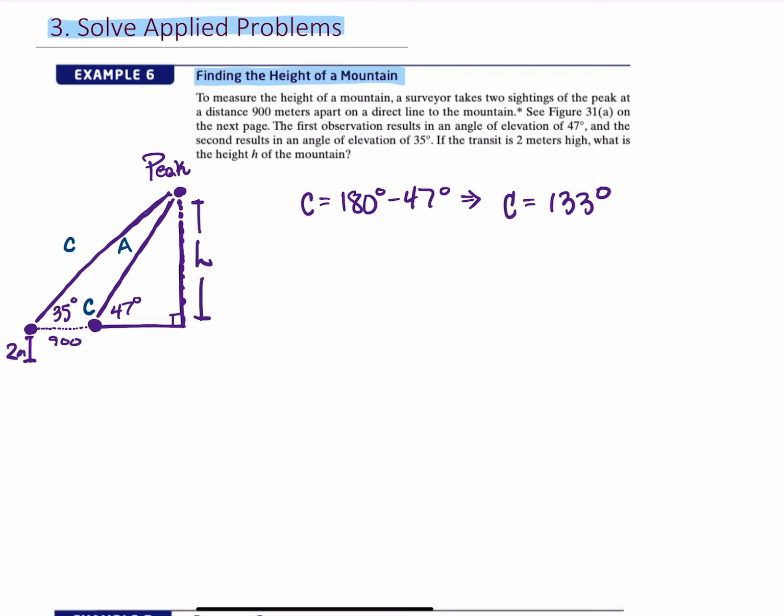So we know in this triangle, imagining this triangle to the left side, we know two of the angles. So let's find our third one. We can find angle A by taking 180 and subtracting our known angle of 35, and then we just found this other angle, 133 degrees. So this tells us that angle A is 12 degrees.